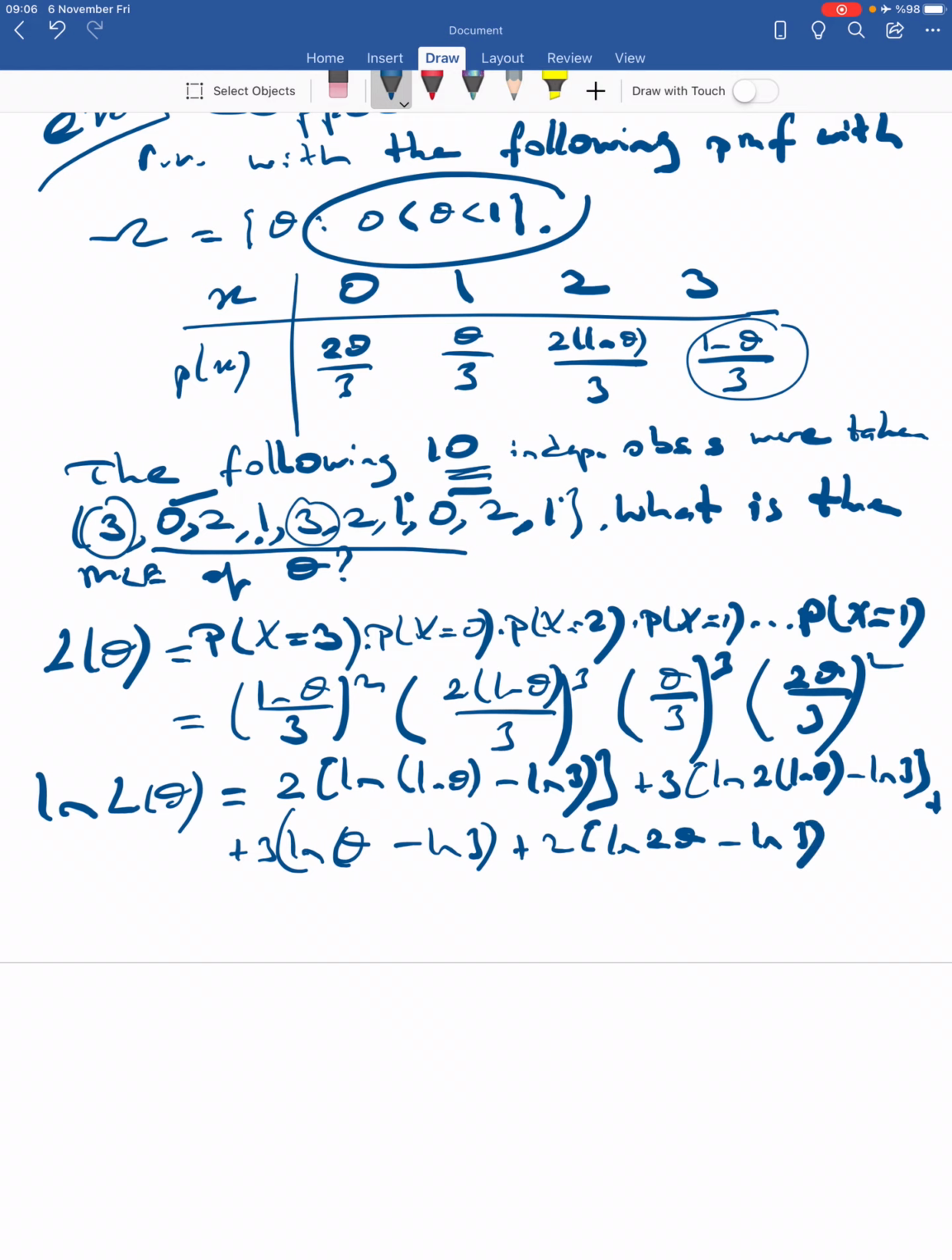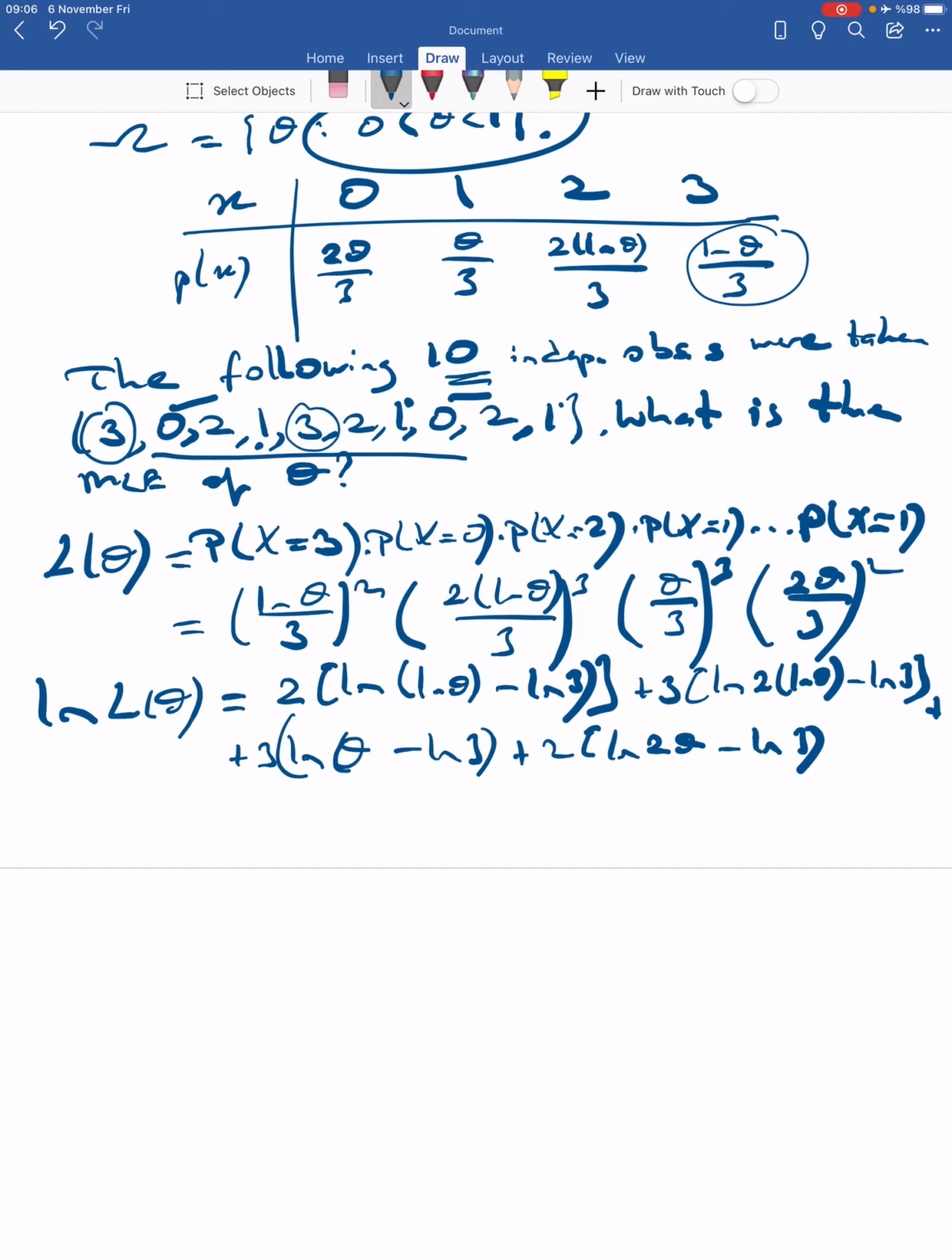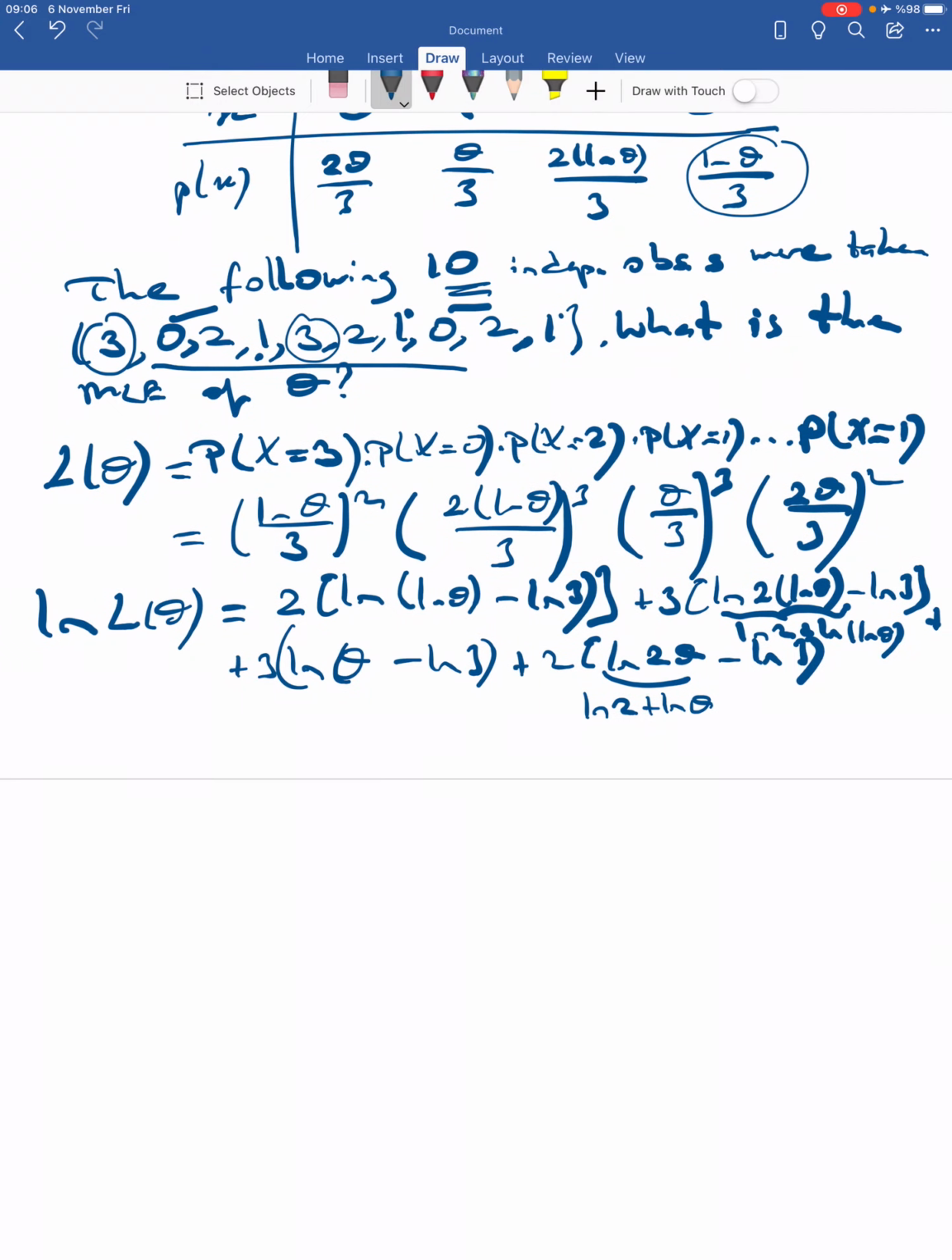Okay, so when we look at the form, we will see that we have several 1 minus theta values, and also several theta values. So let's write this one as ln 2 plus ln theta, and this part as ln 2 plus ln(1 minus theta). So we will have exact ln thetas and ln(1 minus theta)s. Let's forget about the constants, because when we differentiate the log likelihood function with respect to theta, constant terms will disappear. So our log likelihood function is proportional to how many ln(1 minus theta)s? We have 2 from here, 3 from here, so 5 ln(1 minus theta). Let's count the ln theta parts. We have 3 ln theta here and 2 ln theta here. Again, 5 ln theta parts.